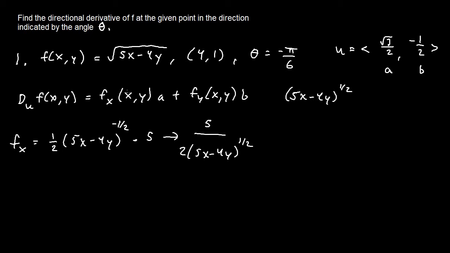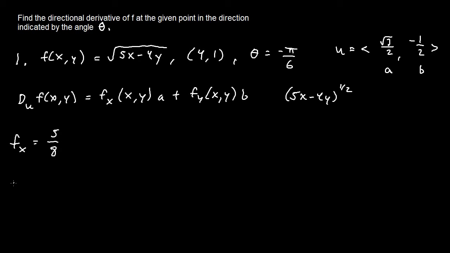And so now I need to evaluate f sub x at the point x, y. So the point is at 4, 1. So let's go ahead and evaluate f sub x at the x value of 4 and the y value of 1. So when I do that, we get 5 on the numerator over 2 times, 5 times 4 is 20, 20 minus 4 is 16, so we get 16 to the 1/2. Square root of 16, or 16 to the 1/2, is 4, 4 times 2 is 8, so we get 5 over 8.